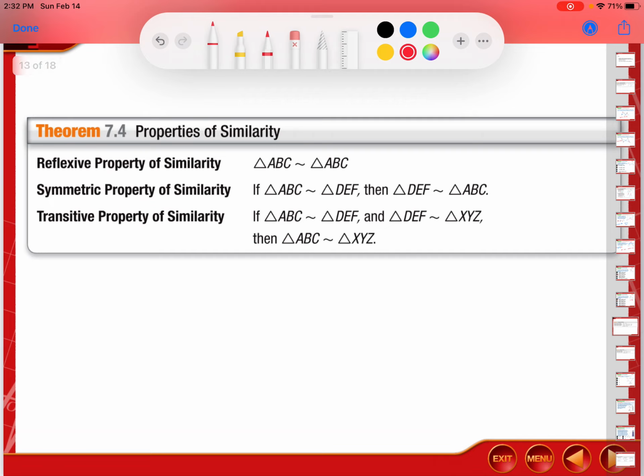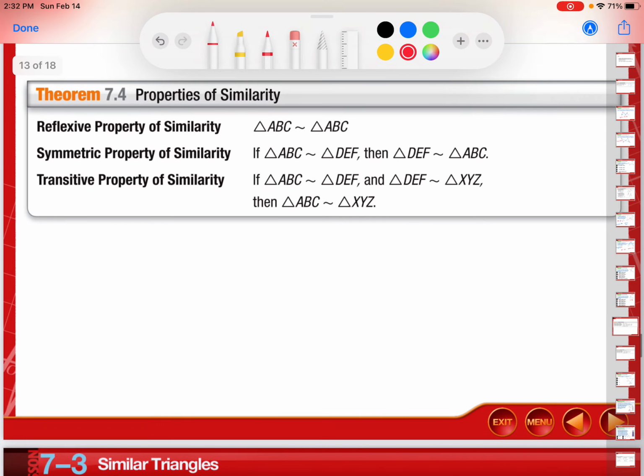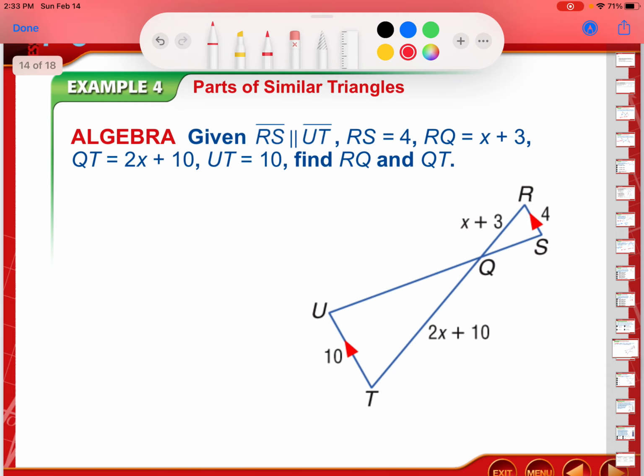All right. So we have our properties of similarity. Feel free to jot these down. These are the same as the properties of congruence: reflexive, symmetric, transitive. They should be second nature by now. Reflexive meaning that it's the same thing. Symmetric meaning that they just switch the order of the two things that we're comparing. And then transitive meaning if A is similar to B, B is similar to C, then A is similar to C as well.